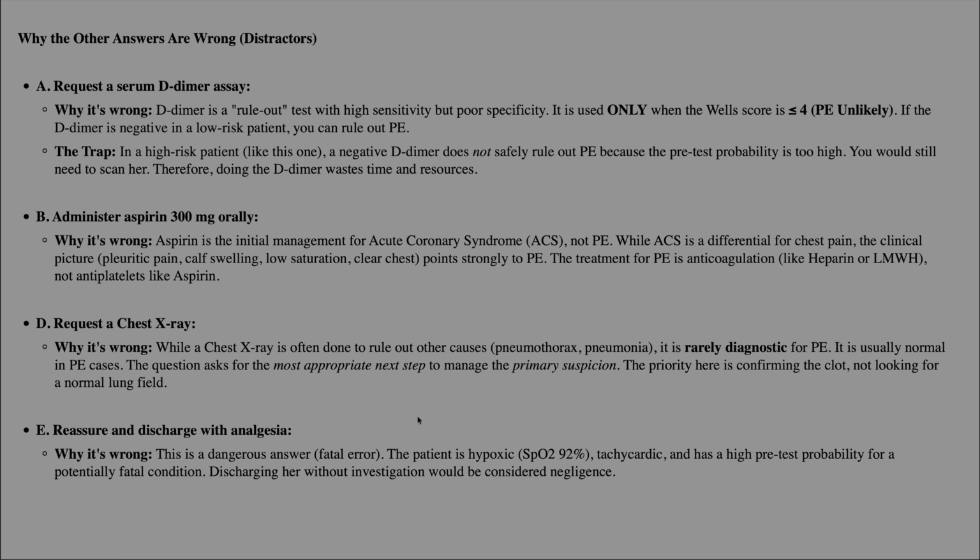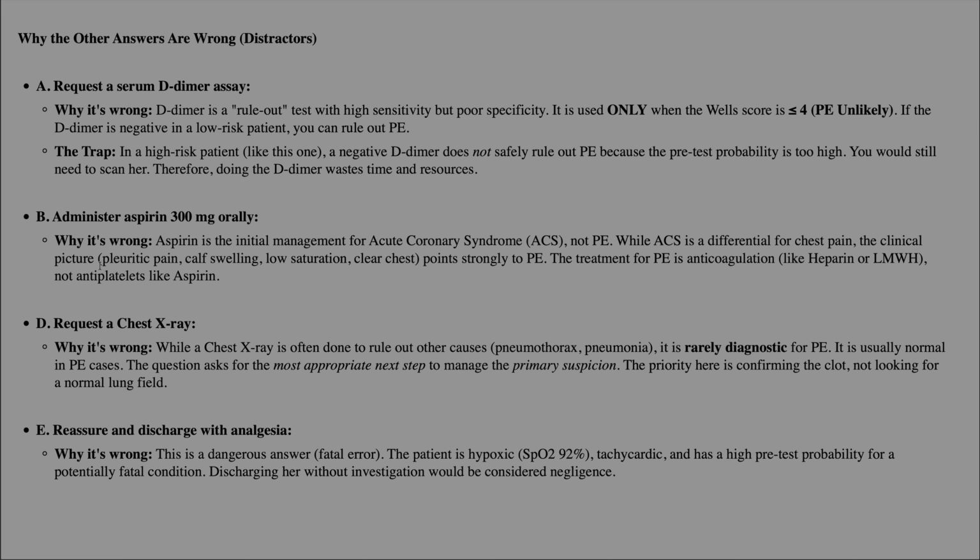So, back to our options. Why the answer CTPA and not the others? Let's look at option A, D-dimer. This is the classic exam trap. D-dimer is a screening test, not for a high-risk patient such as our patient with a Wells score of 7.5. A negative D-dimer is not reliable enough to send her home. You would have to scan her anyway. So, doing a D-dimer just wastes our time.